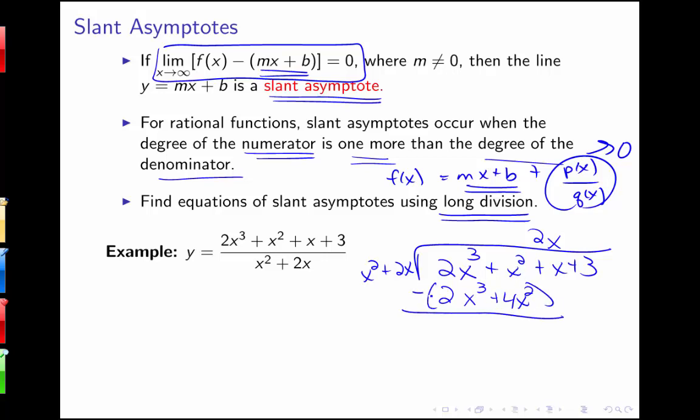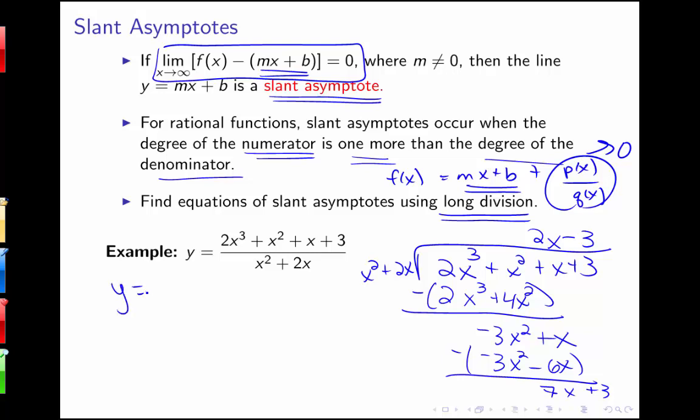So I've got x squared minus 4x squared. So I'm going to have a negative 3x squared here. Then I bring down x, and I see how many times does this go in. So let's see, I would have negative 3. So I'd do negative 3 times this, so I'd have negative 3x squared minus 6x, subtract again. So I've got x minus a negative 6x, so that's like x plus 6x. So I have 7x, and then I bring down the 3, and that's my remainder term.